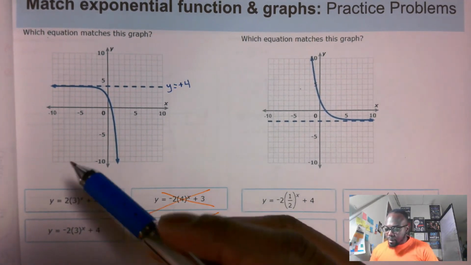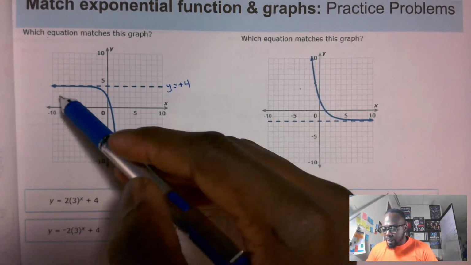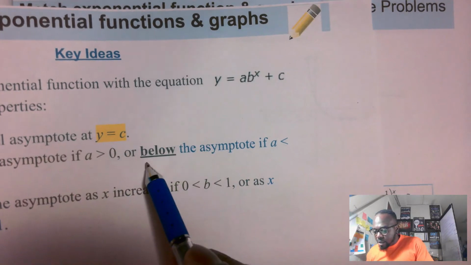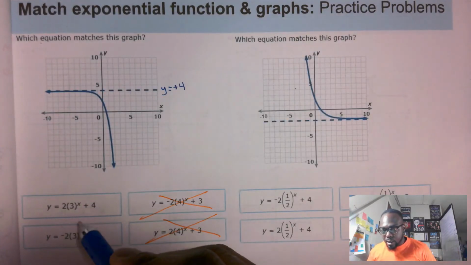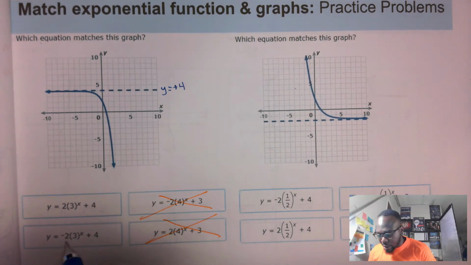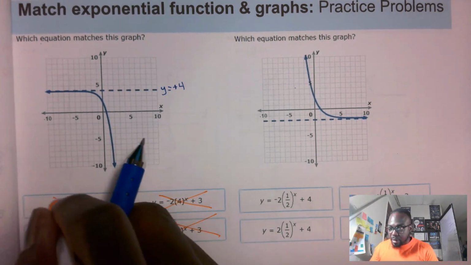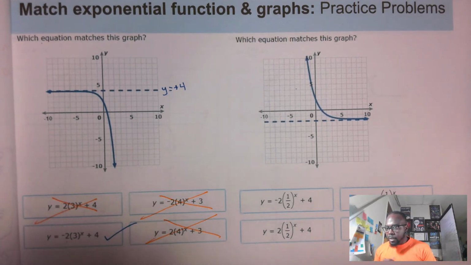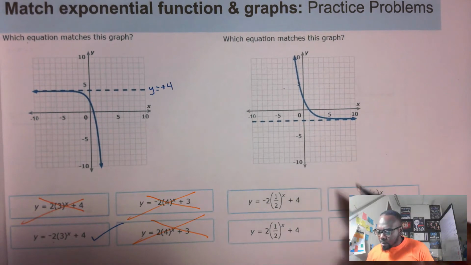Now the graph falls below the asymptote. This is the line and it falls below. So if it falls below, a has to be less than 0. Which one of these has a less than 0? Boom, that's my answer. I can put an x through this one as well. All right, good job. Let's look at one more example.